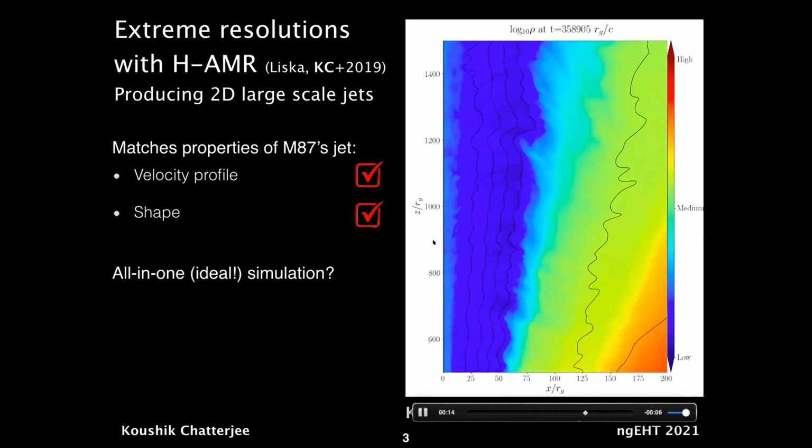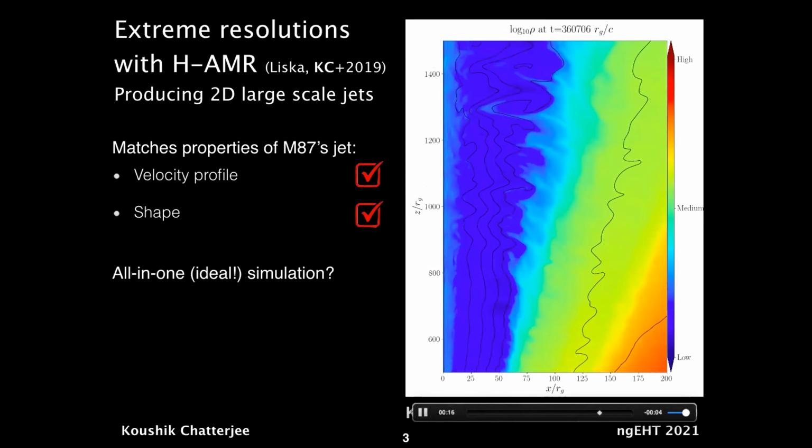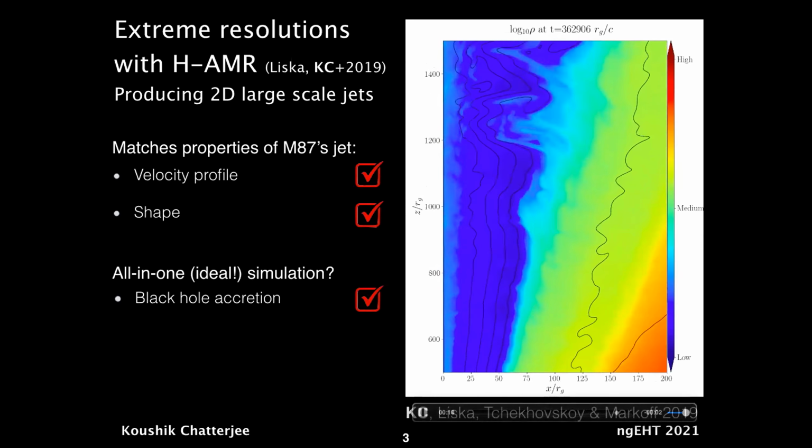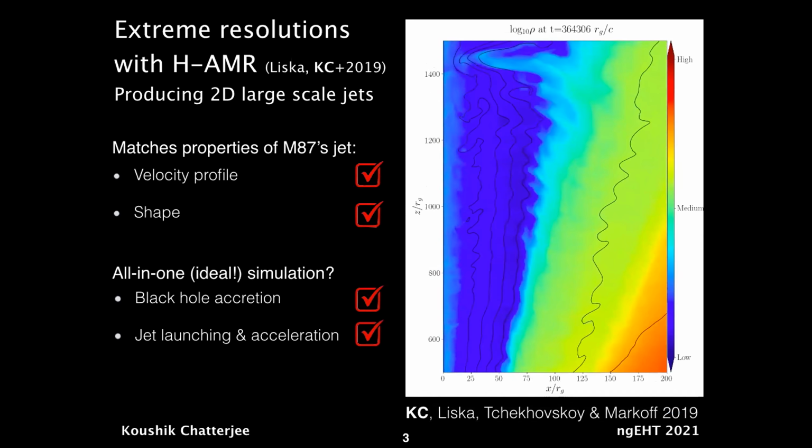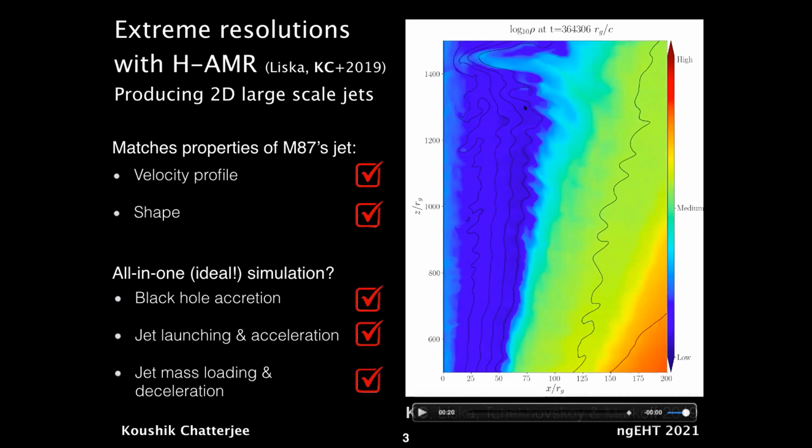And if we look deeper into the simulation, we saw that we had black hole accretion, and jet launching and acceleration from scratch. And because we were able to resolve instabilities at the jet boundary, we also get self-consistent jet mass loading and deceleration of the jet, actually. So now, why is this deceleration important?